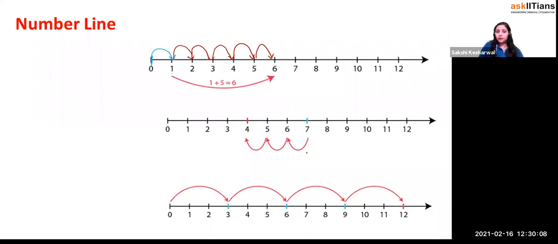It says 7 minus 3, right? So 7 minus 3 is equal to what, beta? 4. So first you go to 7, right? From 7 you move 3 steps. When there's a subtraction, move left. When there is an addition, you have to move right, right?